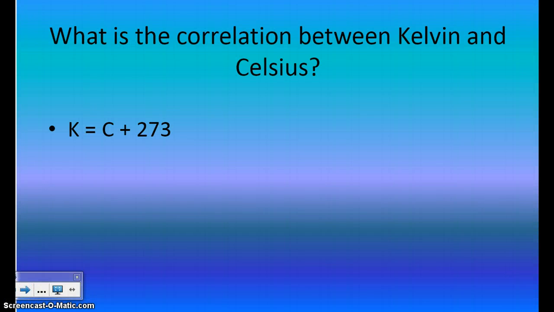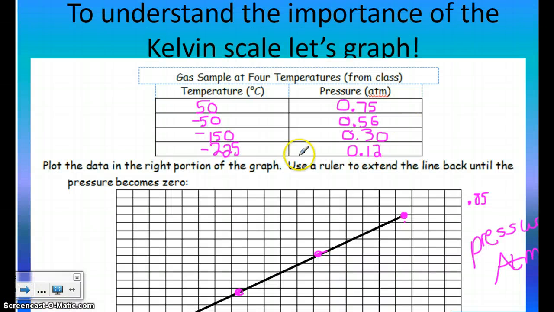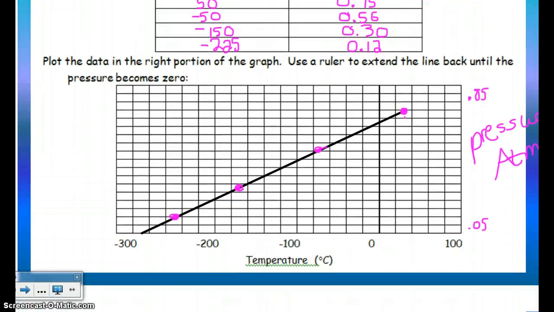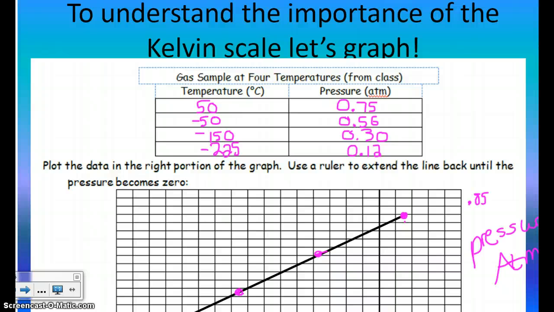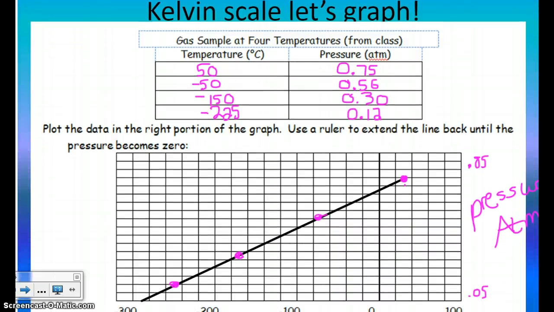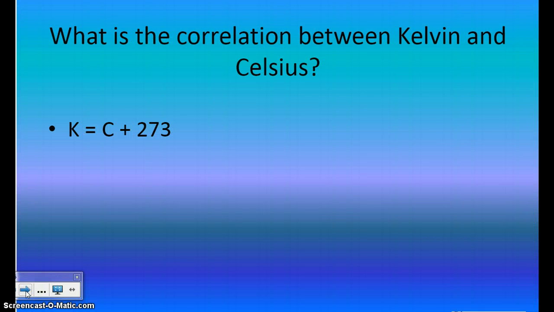And we see when we extended the graph all the way back by connecting all of our points, that it extrapolates back that when we get to 0 atmospheres, that corresponds to negative 273 degrees Celsius. That's an important number. That's the correlation between Kelvin and Celsius.